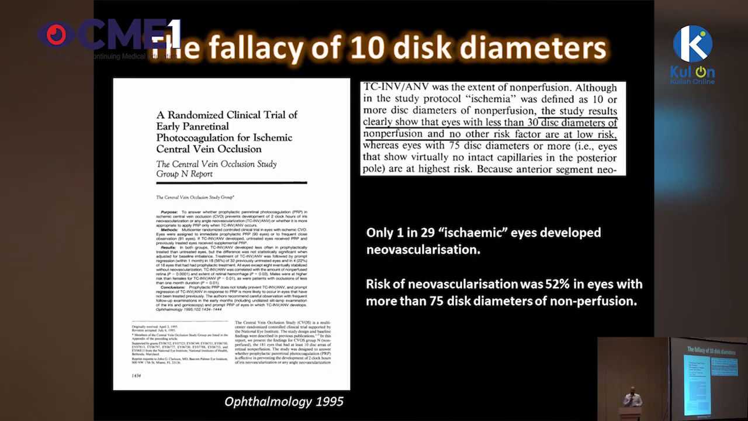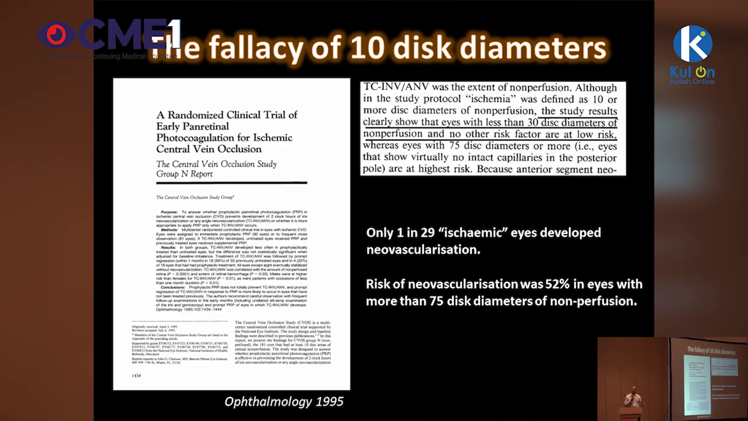And this is what they found. They found that in this study, if you had less than 30 disc diameters of non-perfusion on the angiogram, the risk of actually developing a complication is actually very low, which is very interesting because when we talk about retinal vein occlusion, most people talk about 10 disc diameters. But if you actually go back to this landmark study, only, if you had 30 disc diameters of non-perfusion or less, your risk of developing retinal neovascularization is very low. So that's very important to remember.